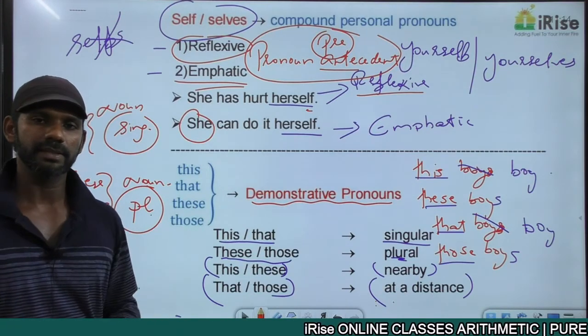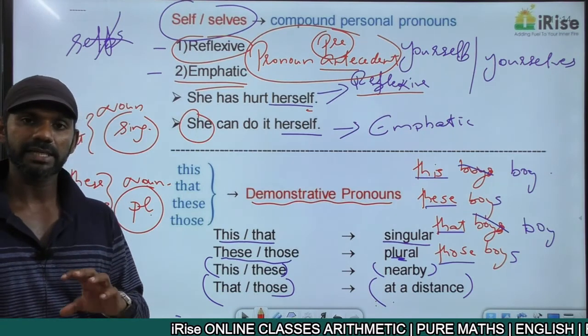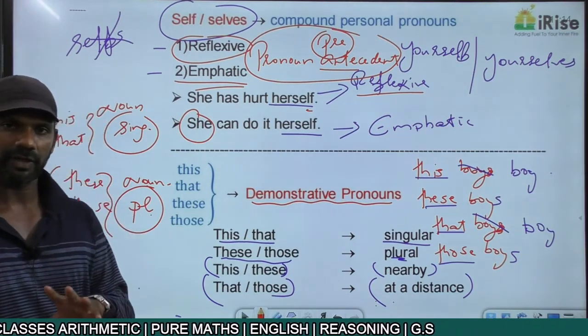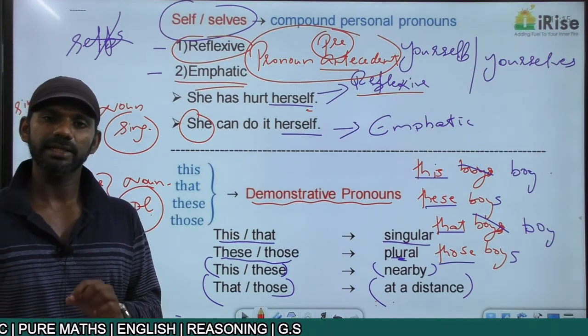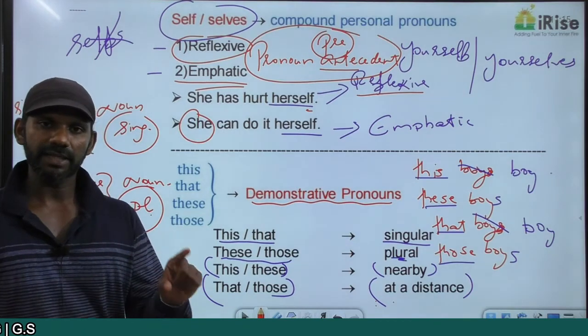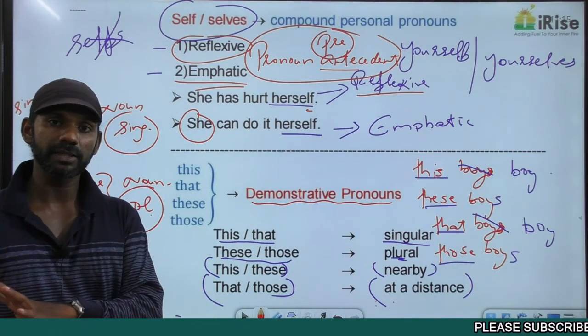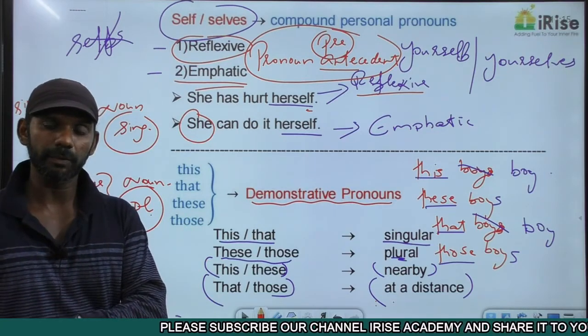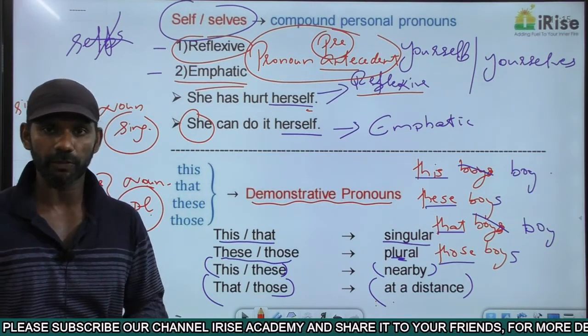Now when you go for a question or a sentence, first identify the subject in the sentence. When you find a pronoun, just see to which noun that particular pronoun refers. If that noun is singular, that pronoun must also be singular. If that noun is plural, that pronoun must also be plural. Thinking about this will surely help us eliminate options.